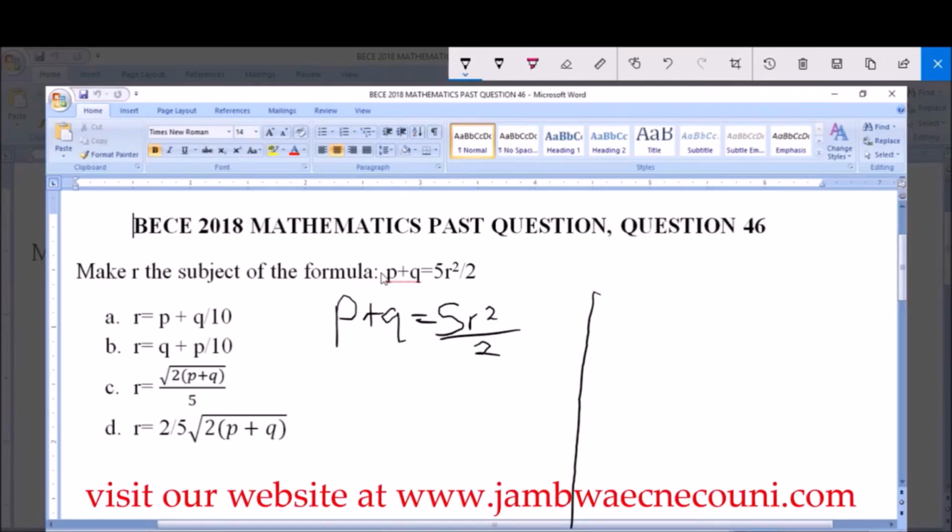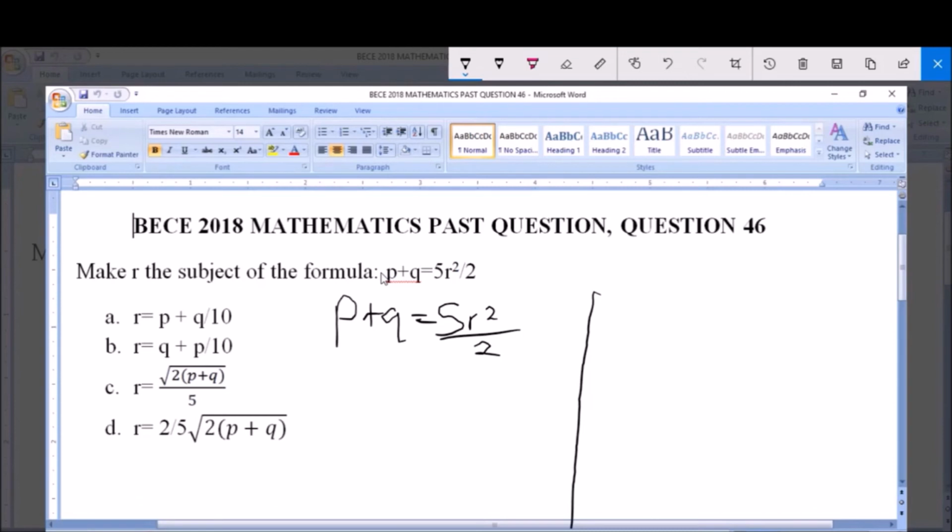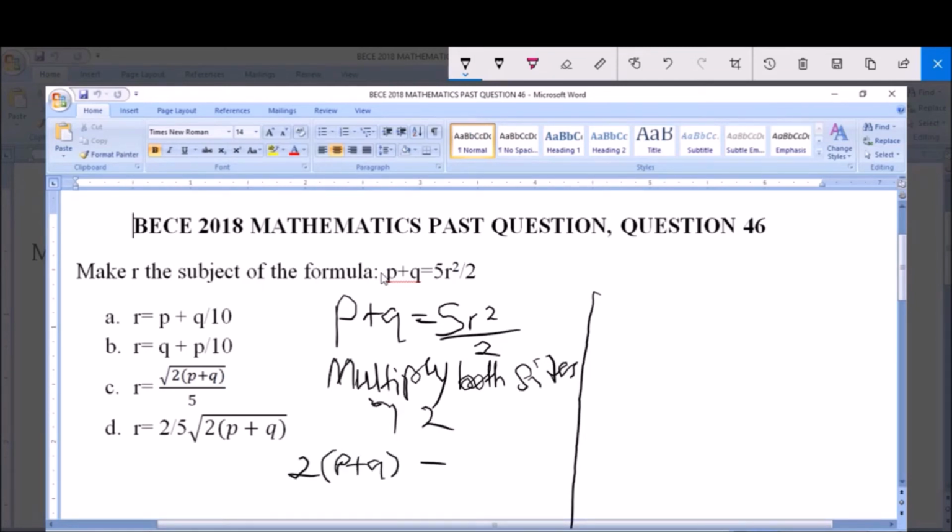Now to remove this 2 from both sides, we simply say what? Multiply both sides by 2. And so therefore we have that 2 into P plus Q is equal to what? 5R squared. Because when you multiply 2 to this place, this 2 cancels this 2. So you have 5R squared here now.